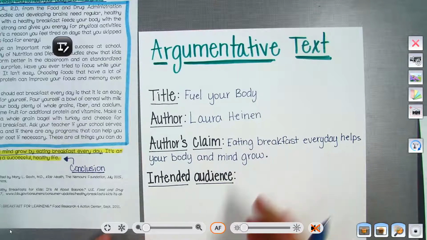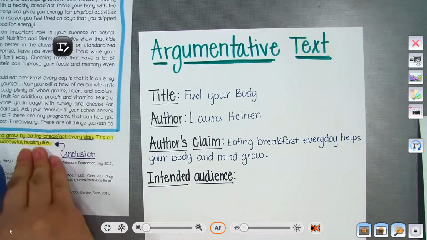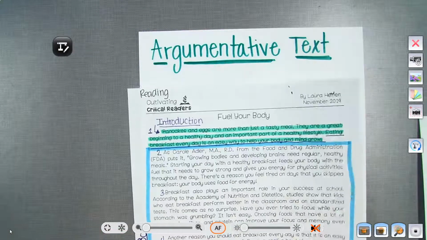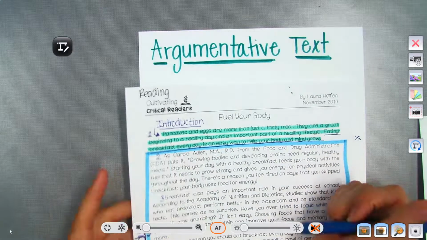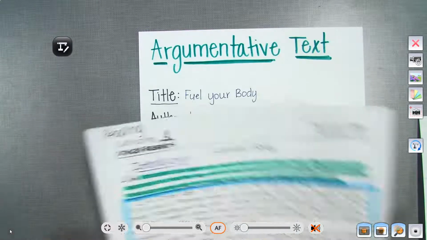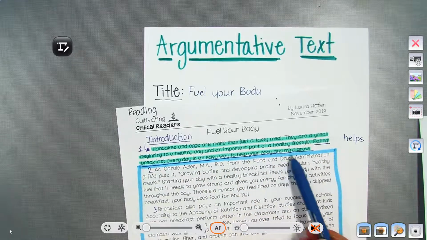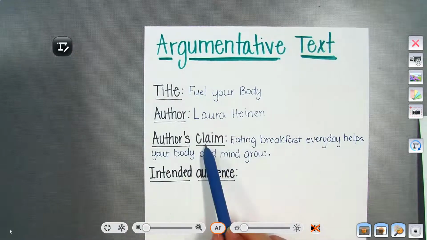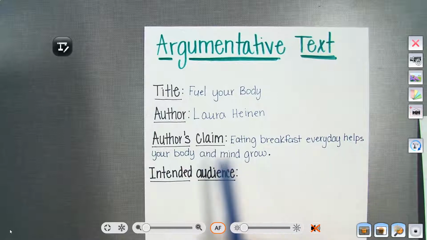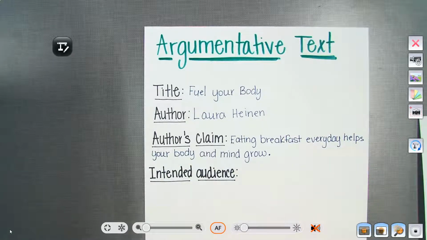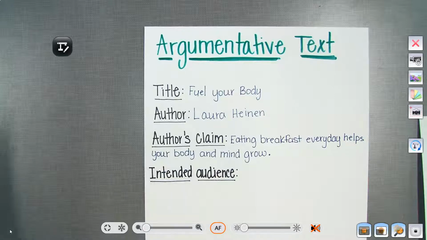Okay, so if you notice, I didn't just copy it. I didn't copy word for word what the author put. I put it in my own words. It still says the same thing. Eating breakfast every day is an easy way to help your body and mind grow. The author's claim was eating breakfast every day helps your body and mind grow. So I didn't use every single thing that he wrote in that sentence, but I made sure that it was what he was trying to convince us. So he's trying to convince us that eating breakfast every day is good for us.